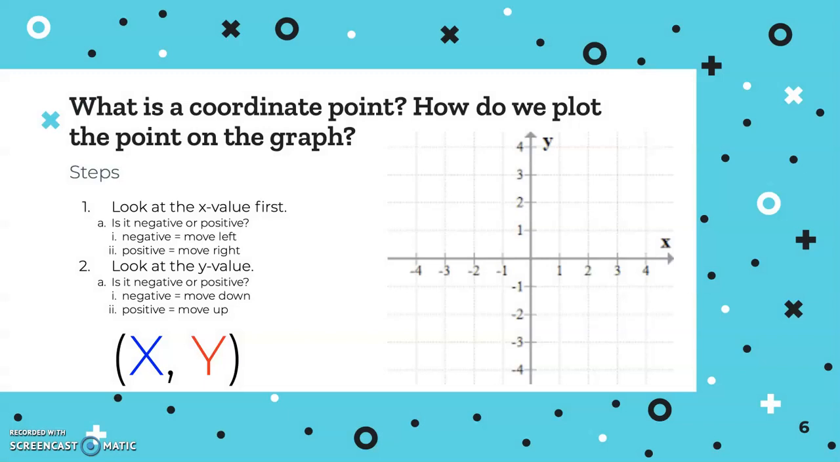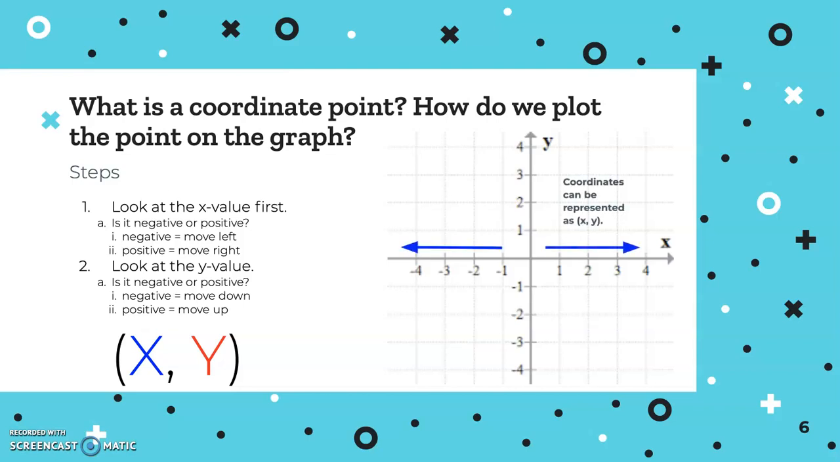So let's start. Coordinates can be represented as (x, y), where the x represents the x value and the y represents the y value. First, let's go over the steps to plotting the points on a graph. When you're given a coordinate point in the form of (x, y), we have to look at the x value first, which is highlighted in blue. The x value determines how far to the left or to the right you have to move. If the x value is negative, you move to the left, and if the x value is positive, you move to the right.